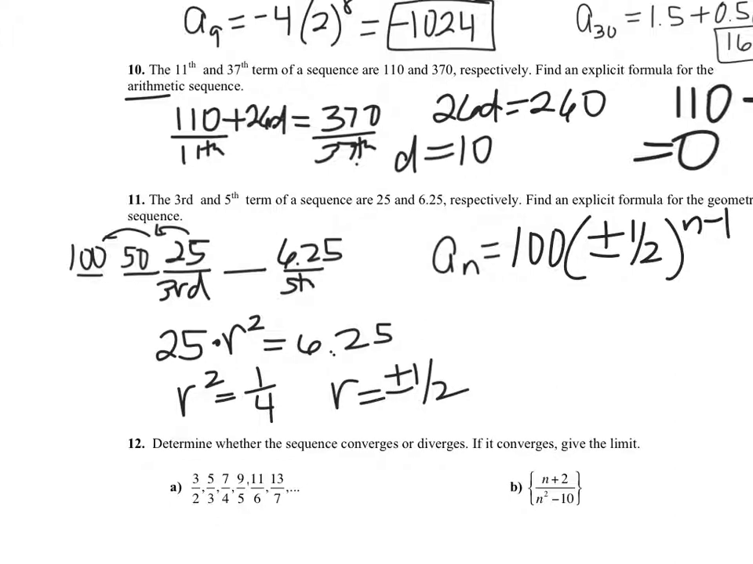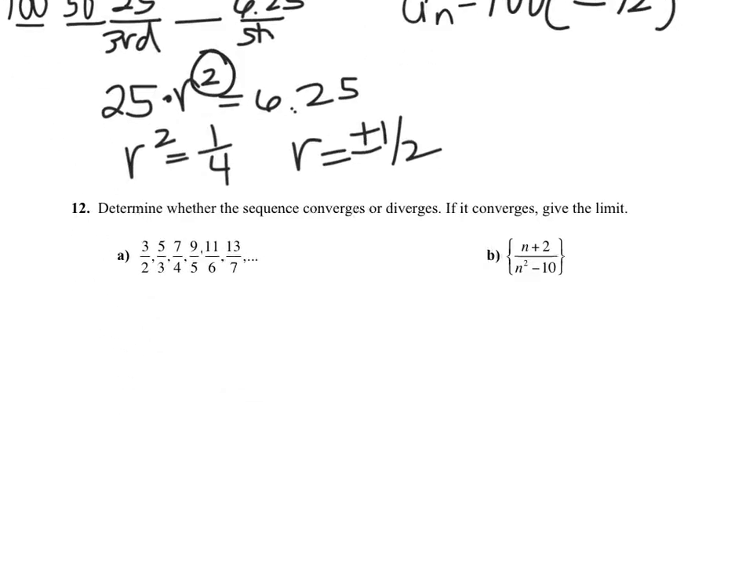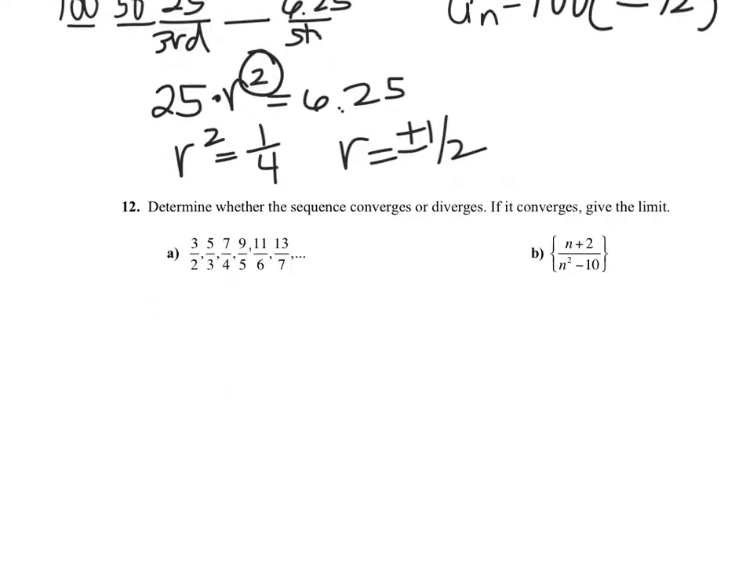You could separate it into 2 different formulas. But anytime you're taking an even root of both sides of an equation, it's plus or minus. So if that's r to the 4th, r to the 6th, if it's r cubed, there's only one answer. Okay? All right, and then finally, number 12, converges or diverges, and if it converges, give the limit.